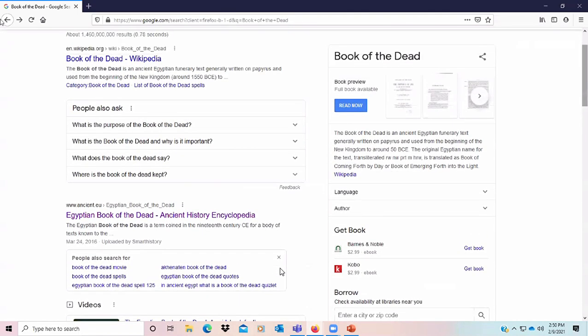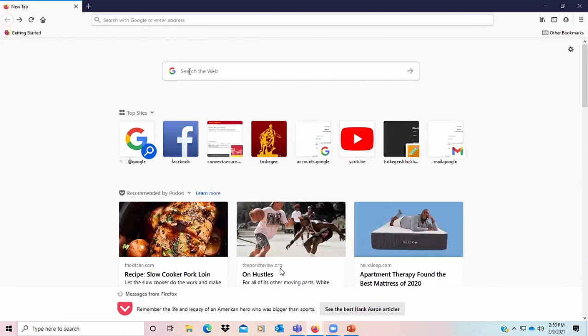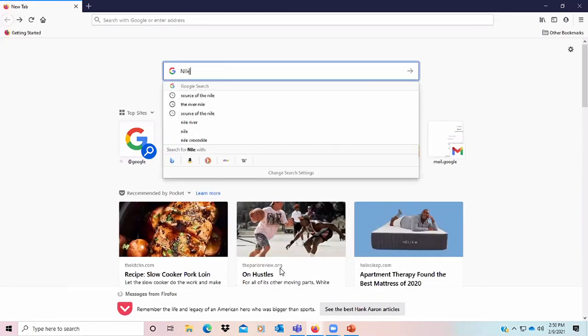We also talked about, again, the Nile River, right? We talked about the River Nile.